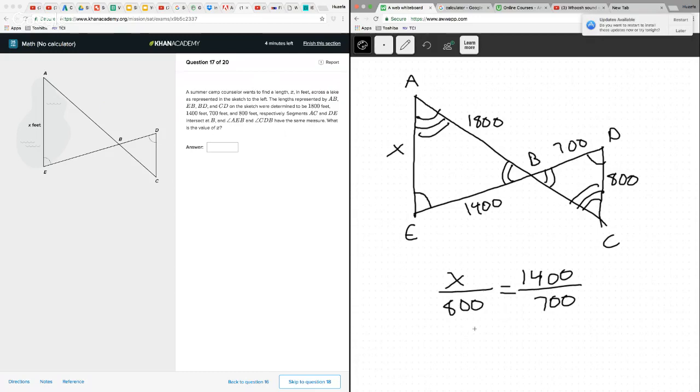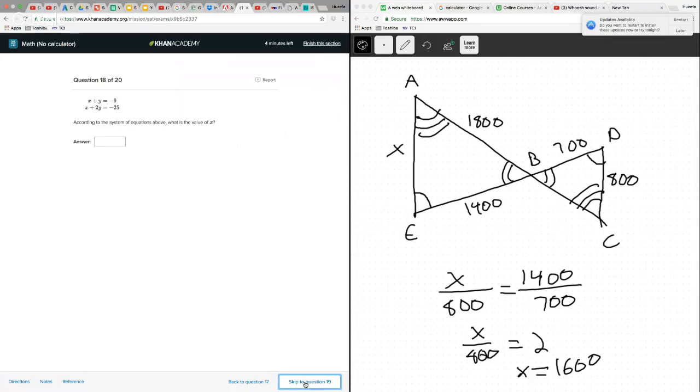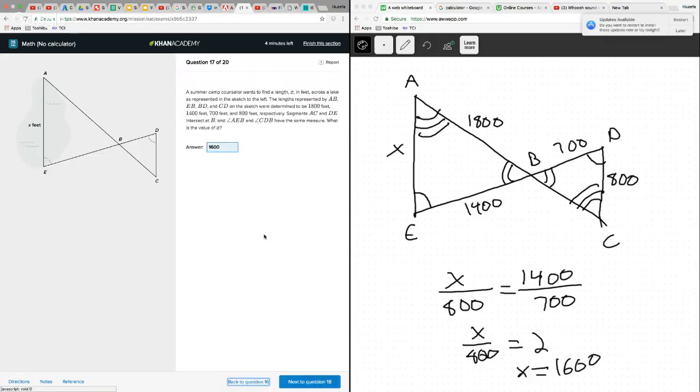I'm just going to simplify this because this is X over 800 equals 2. I mean, now you just multiply the 800 across, you get x equals 1600. And I think that looks pretty accurate. Like that looks about right if we assume this is drawn somewhat to scale. So I'm going to say 1600. I'm going to go with it. Oops, wait, did I enter it? Yeah, I think I did.